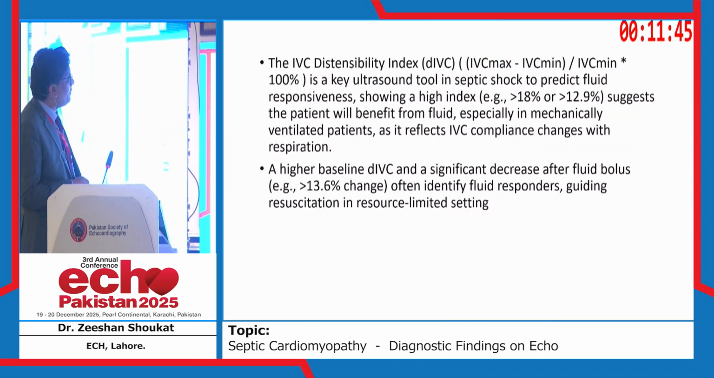The formula of the IVC distensibility index: in a ventilated patient, you take the IVC maximum at end of inspiration minus the IVC minimum at end of expiration, over the minimum, multiplied by 100. If the index is more than 18%, or even 13%, it suggests the patient will benefit from fluid. A higher baseline distended IVC and a significant decrease after fluid bolus often identify fluid responders, guiding resuscitation in resource-limited settings.